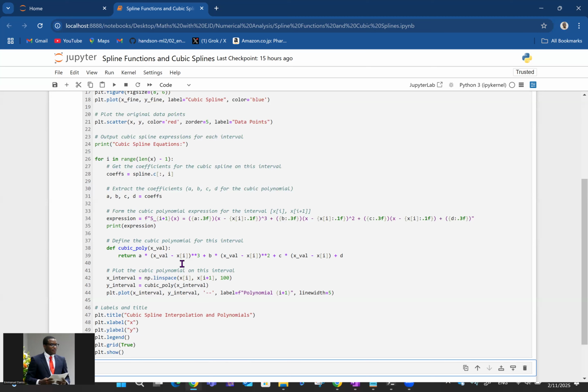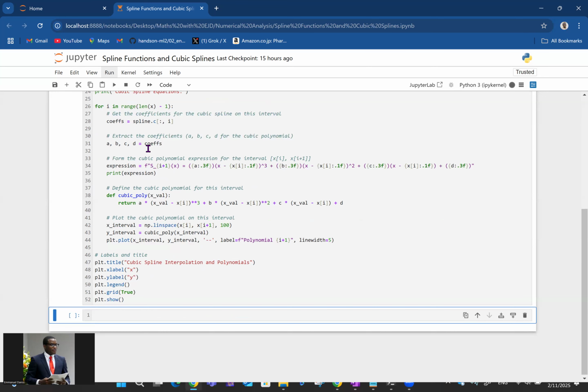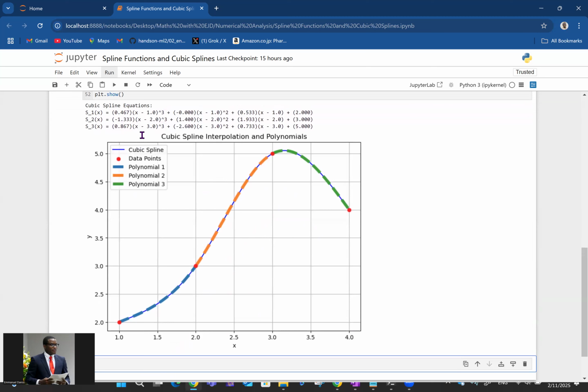And this is how the general expression looks. If you go ahead and just run it, you see something very smooth and beautiful. So you see S1(x), that's the interval between 1 and 2. That's the first equation there. It's 0.467(x - 1)^3 minus, that's minus 0.000, to three significant figures.